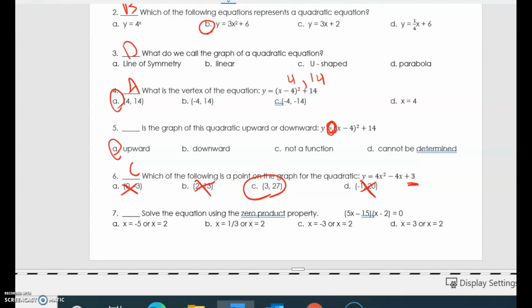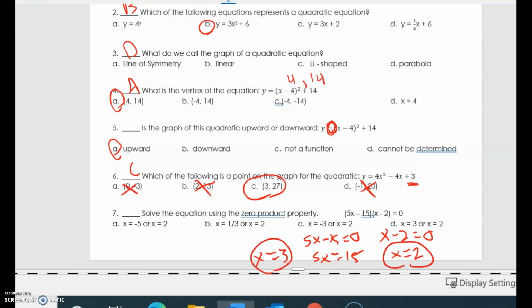The last question, solve the equation using the zero product property. So this is where you set each factor equal to 0. So 5x minus 15 equals 0 and x minus 2 equals 0. On the one on the right, if I added 2, I would get 2 as an answer. And on this one, I would have to add the 15 over and then divide by 5, and I'm going to get 3. So it looks like 3 and 2 are the solutions. 3 and 2, so that's letter D.